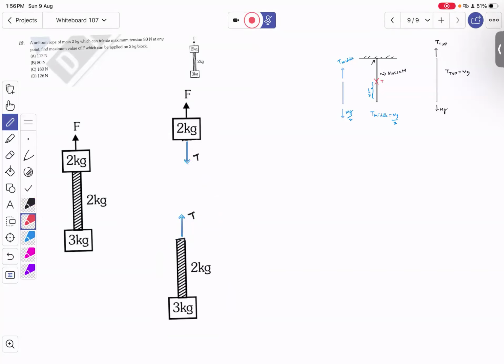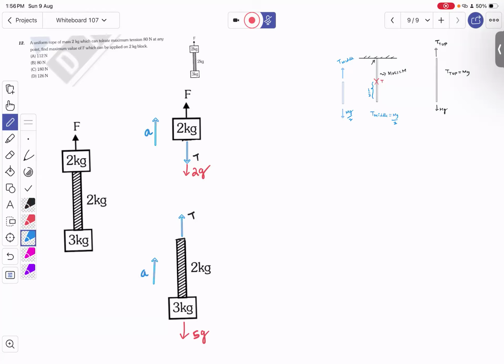What else will act? mg. Its mass is 2, so 2g will act down. What else will act? The mass of this much rope is 2 kg and this is 3 kg, so a total of 5g will act down. And what are they really doing? Both are going with the same acceleration A. This one is going up with A and this one is also going up with A, correct?